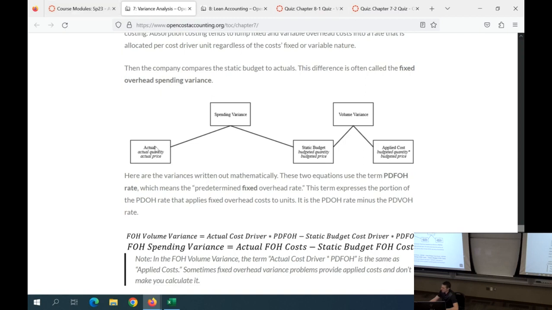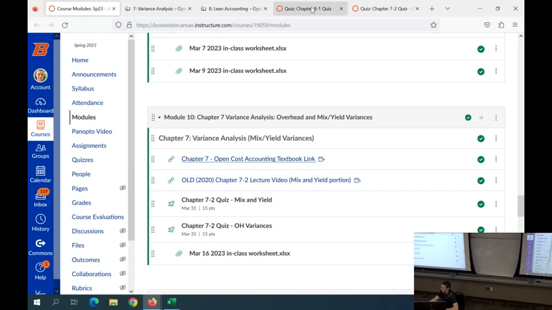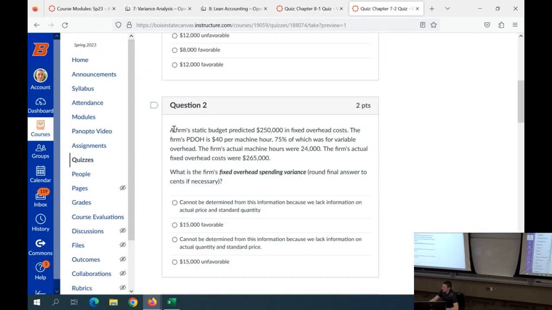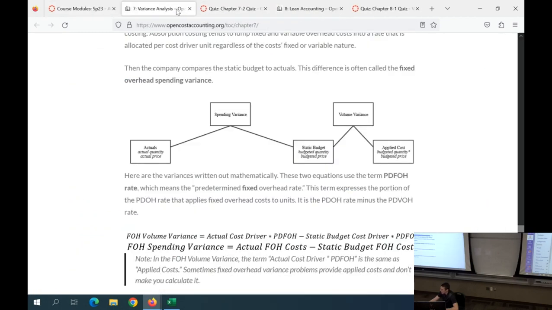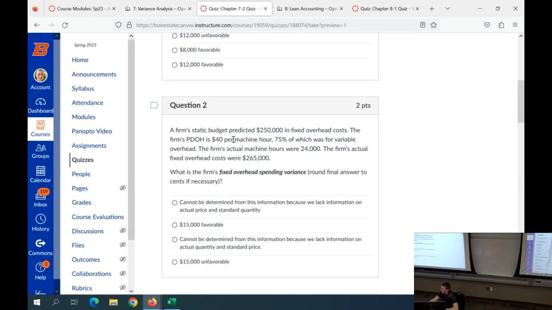But we're talking about the spending variance, which is actuals minus static budget numbers. Where are we? This one right here. All right, so the firm's static budget predicted $250,000 in fixed overhead costs. Well, there we go. That's one of the boxes. Oh, where'd it go? Right there. That's this box right here. So something minus $250,000. The firm's PDOH is $40 per machine hour, 75% of which was for variable overhead.